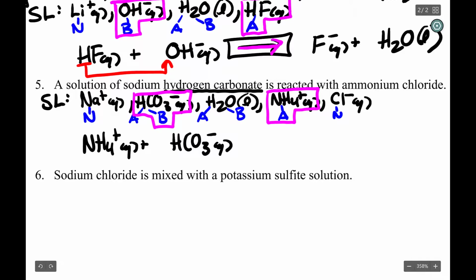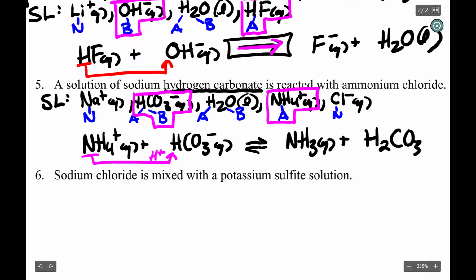And again, I know that NH4+ has to be the acid because I don't have any other base that's strong enough to react with it other than water. So this is going to be in equilibrium for sure. The ammonium ion is going to donate a hydrogen and it's going to turn into ammonia molecule. And HCO3- is going to turn into H2CO3 aqueous.